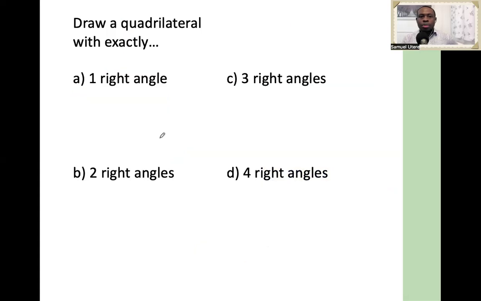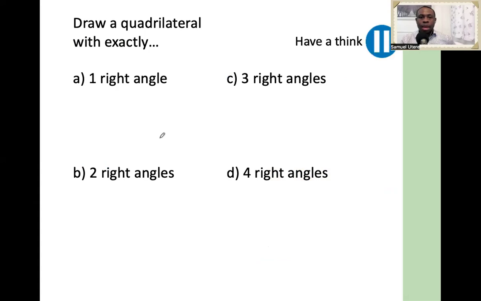I want you to pause the video, see how many quadrilaterals you can draw with exactly 1 right angle, 2 right angles, and 4 right angles. Also 3 right angles. See whether you can come up with a number of quadrilaterals.